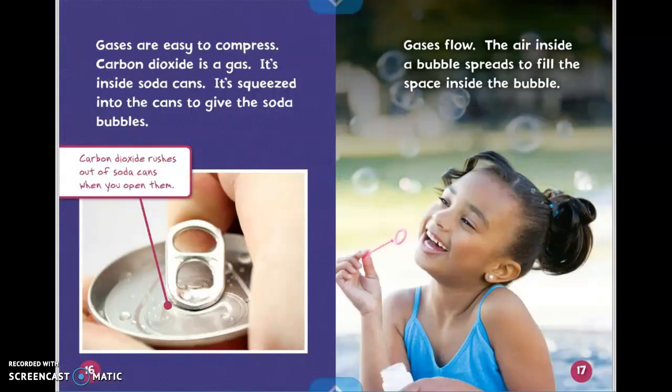Gases are easy to compress. Carbon dioxide is a gas. It's inside soda cans. It's squeezed into the cans to give the soda bubbles. Carbon dioxide rushes out of soda cans when you open them. Gases flow. The air inside a bubble spreads to fill the space inside the bubble.